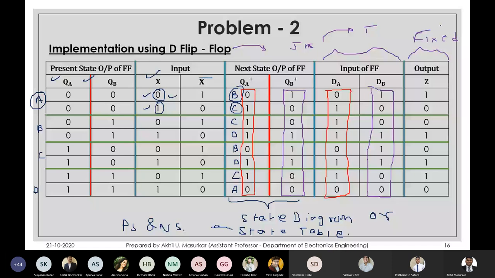The reason is because whether it is D flip-flop or JK flip-flop or T flip-flop, all flip-flops have got only two outputs, that is Q and Q bar. So in that sense, Z depends only on QA, that is the outputs of the flip-flop. So all flip-flops will have the same number of outputs. However, the input conditions for every flip-flop might change based on which flip-flop you are going to use. That is why Z always remains the same. So please copy this particular table quickly. Any doubts in this, please unmute and ask.